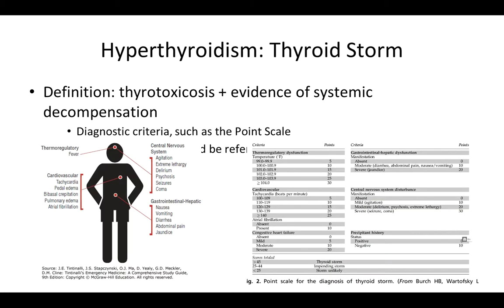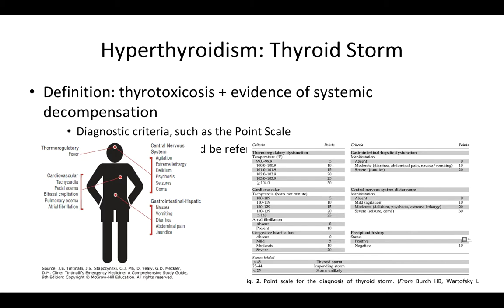So there is a complication, similarly to how myxedema coma can occur in hypothyroidism. There is a complication of hyperthyroidism called thyroid storm, and we define this as the presence of hyperthyroidism or thyrotoxicosis and systemic decompensation. There are several criteria that can be used, such as the Burch-Wartofsky point scale, to assess these patients in the presence of thyrotoxicosis and help us decide if they are having a thyroid storm. And if you work in an emergency room, this is something that you need to be aware of.